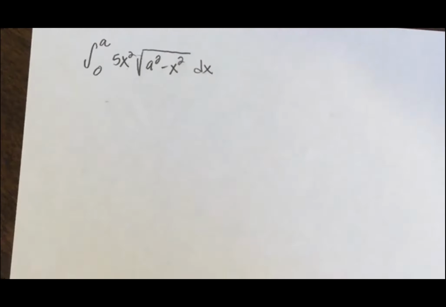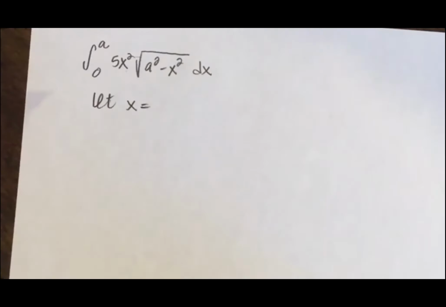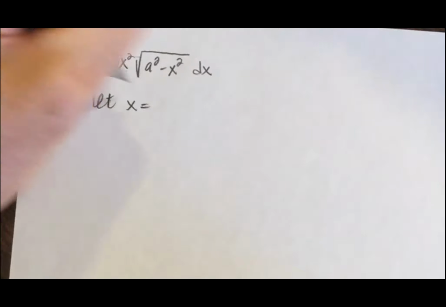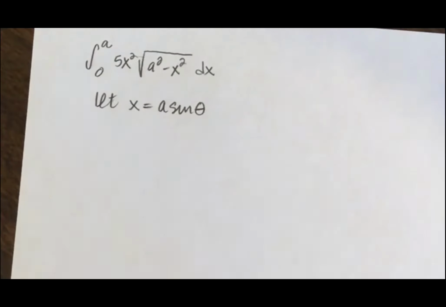For starters, it looks a lot like the last one we just did. And so what would you try? Let x be what? Sine of x. Yeah, I would even say a sine, maybe. Oh yeah, a sine of theta. And because they're trig functions, I'm going to probably use thetas. The book used theta. Yesterday I used u. Doesn't matter.